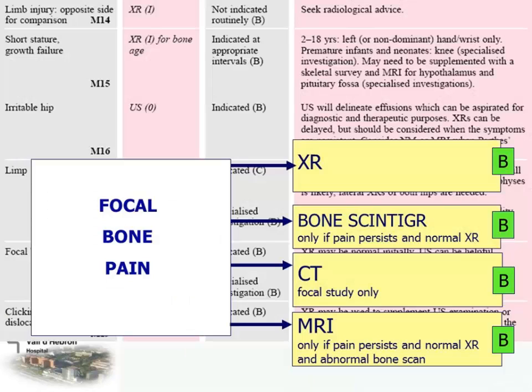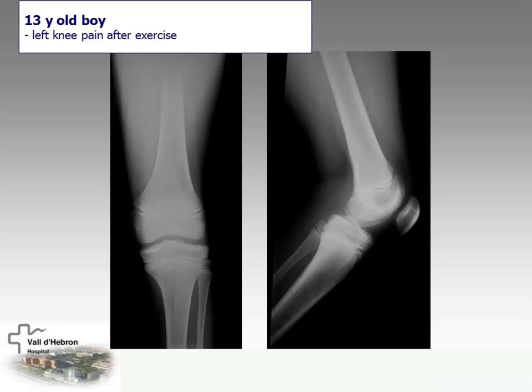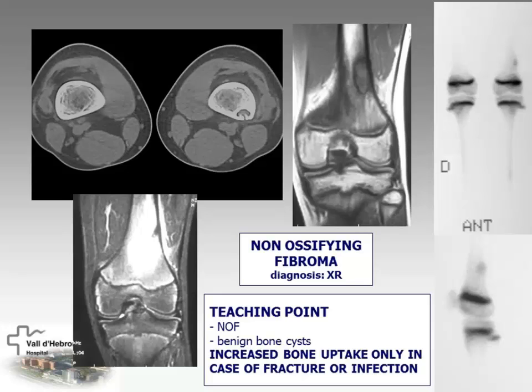What about focal bone pain? This is a 13-year-old boy with leg and knee pain after exercise, and these are the images. What do you see? You can see very well on the magnetic resonance that there is a lesion here with a mild uptake on the bone scan, and the diagnosis was non-ossifying fibroma.